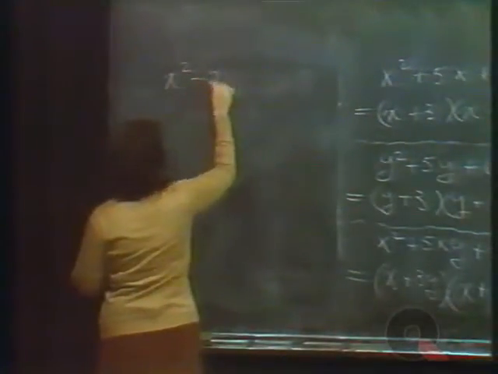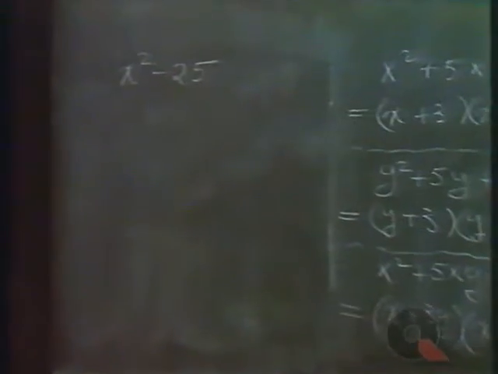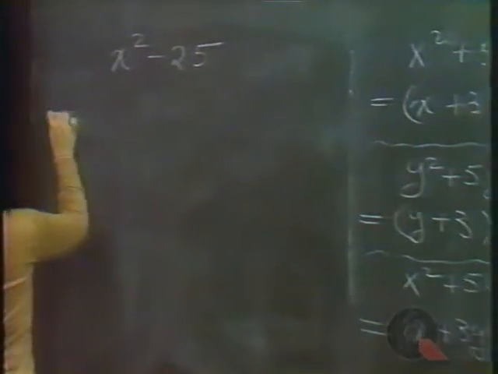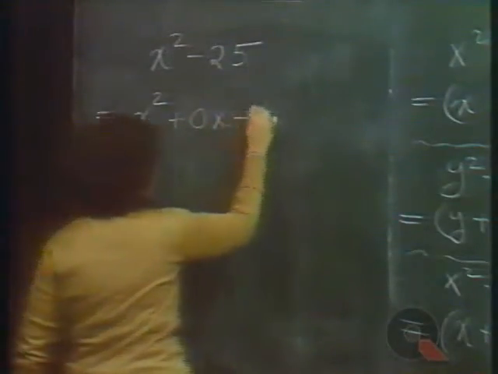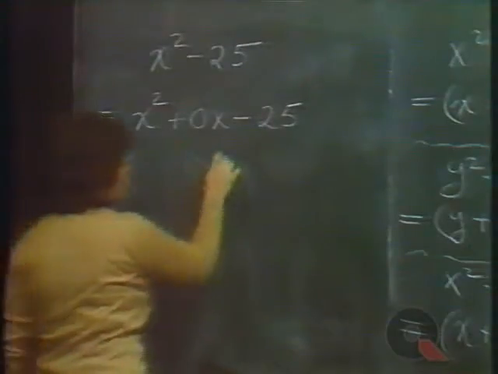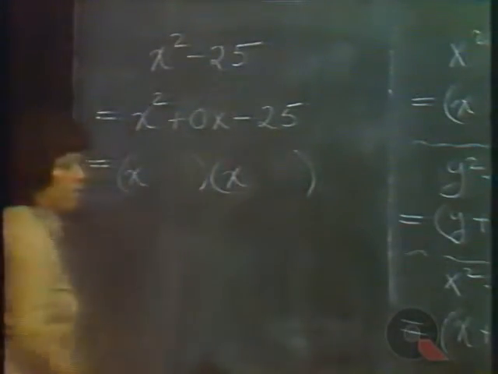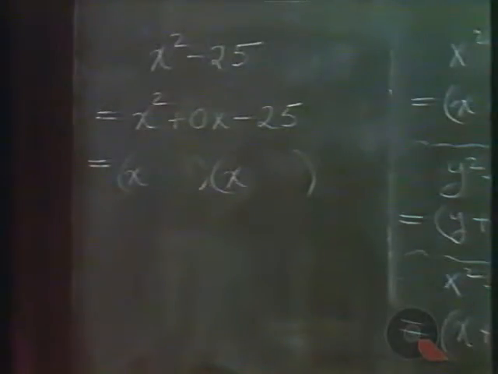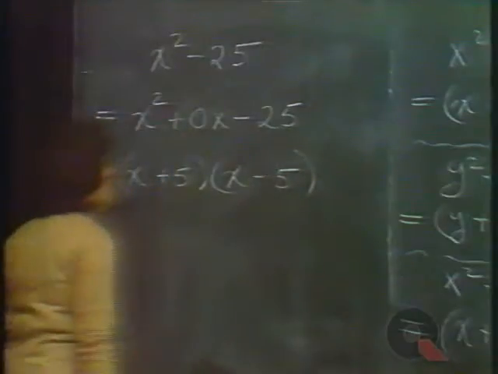X squared minus 25. A little different from the examples we've considered so far today because we don't have an x term. If that bothers you, you can think of it as x squared plus 0x minus 25, just for the moment. In that case, we are looking for two integers which multiply to minus 25 and add to 0. And of course, plus 5 and minus 5 work.